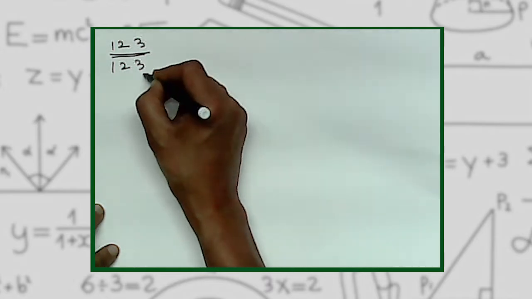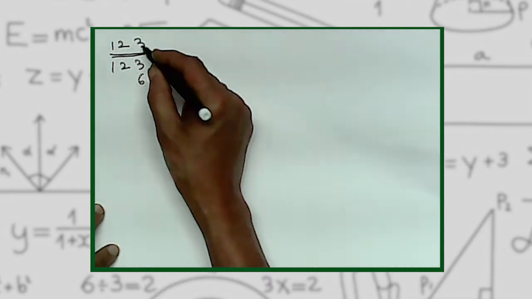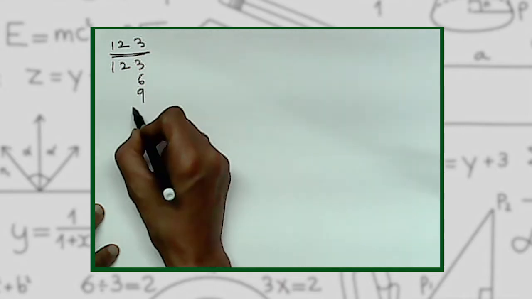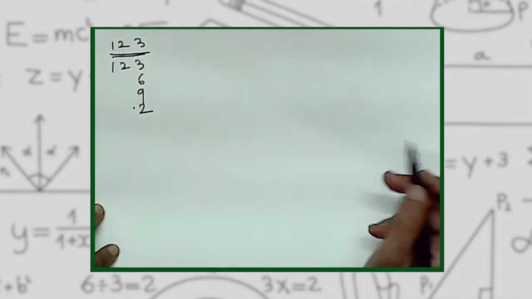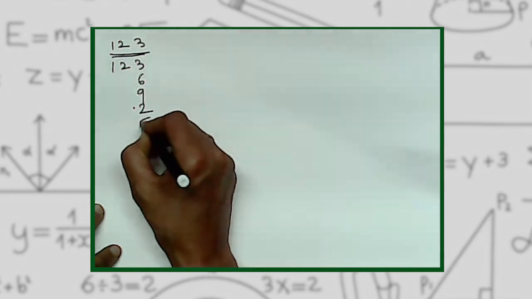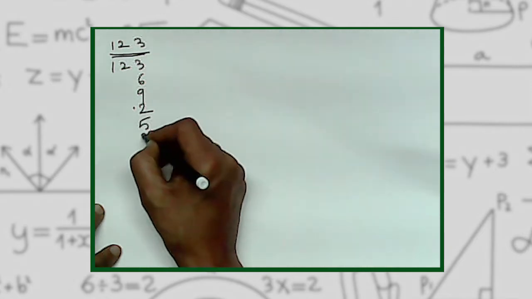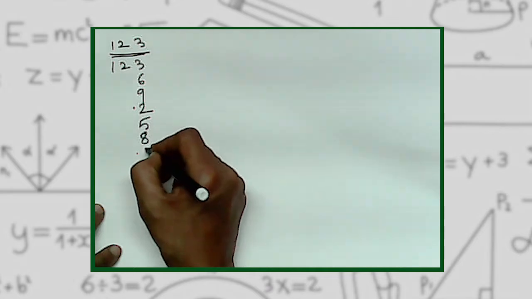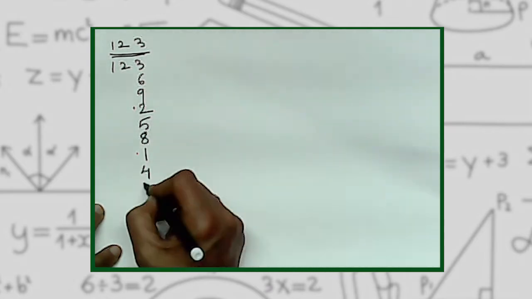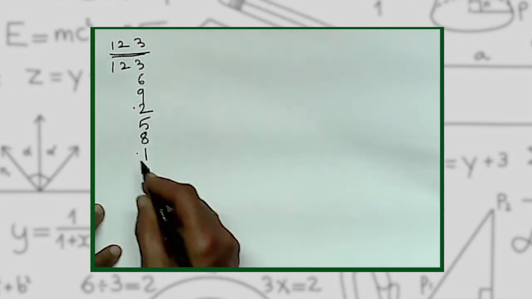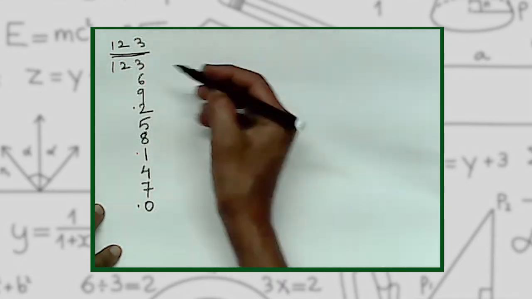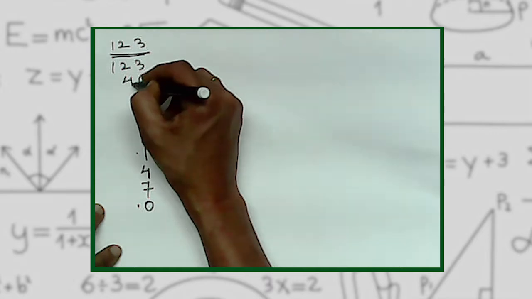3 plus 3, 6. 6 plus 3, 9. 9 plus 3, 12. So instead of 1, we will give point and we will follow only units place. 3 plus 2, 5. 5 plus 3, 8. 8 plus 3, 11. 3 plus 1, 4. 4 plus 3, 7. 7 plus 3, 10.